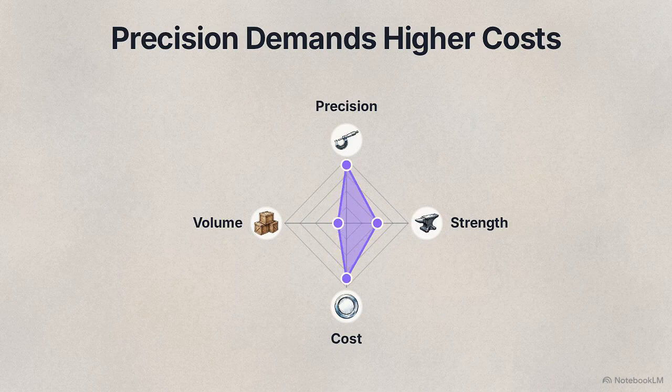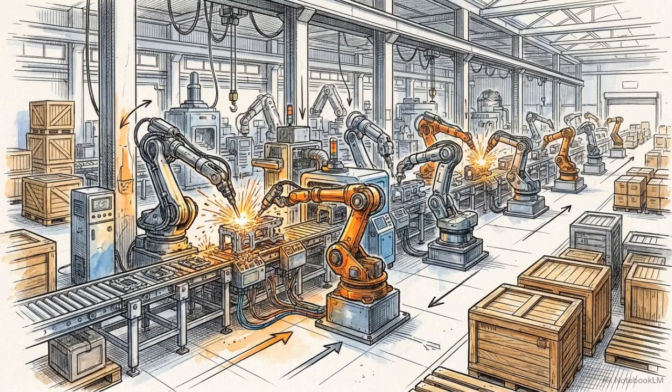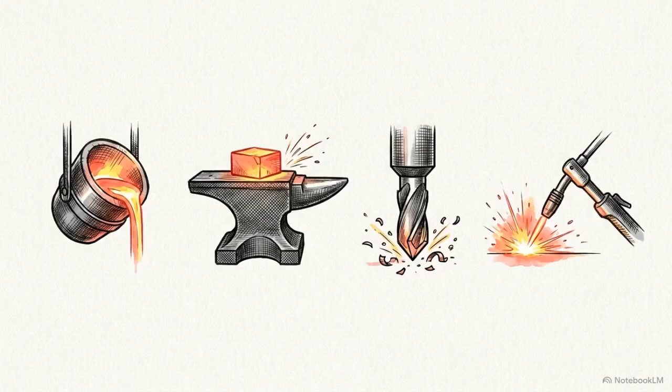Notice what happens when we maximize precision. The cost node spikes immediately, and production volume shrinks to almost nothing. Despite the endless complexity of modern global supply chains, engineers execute this balancing act by relying on exactly four fundamental physical manipulations: casting, forming, machining, and joining.